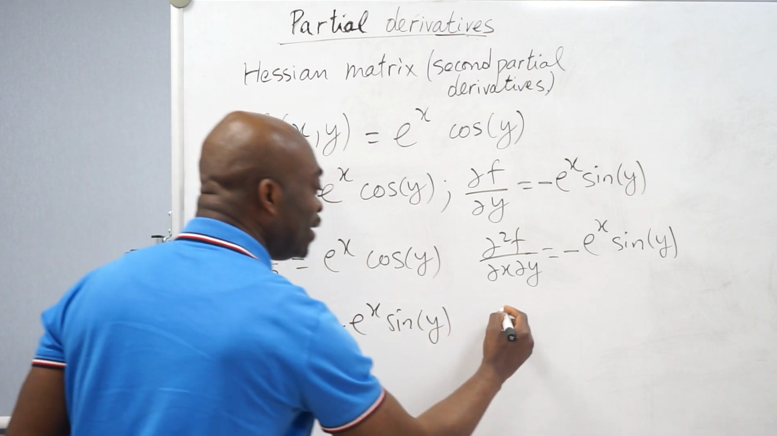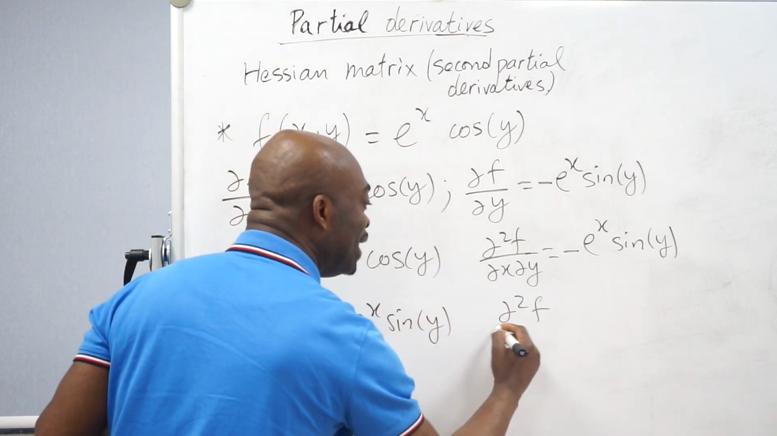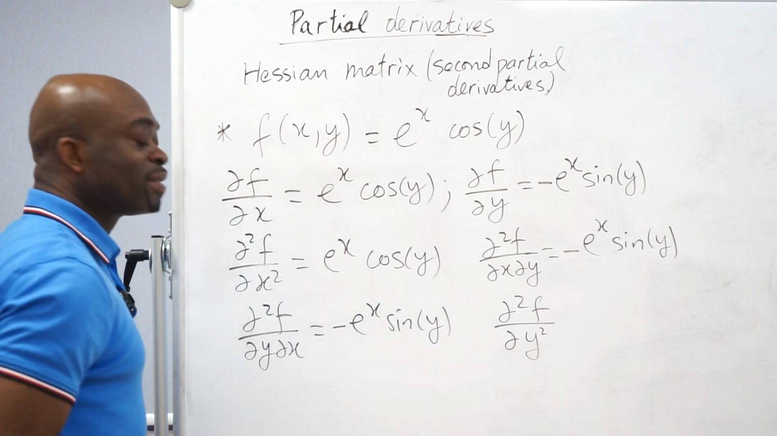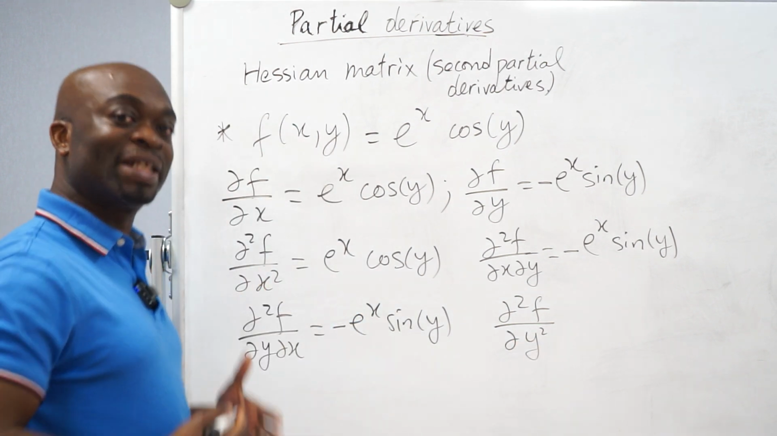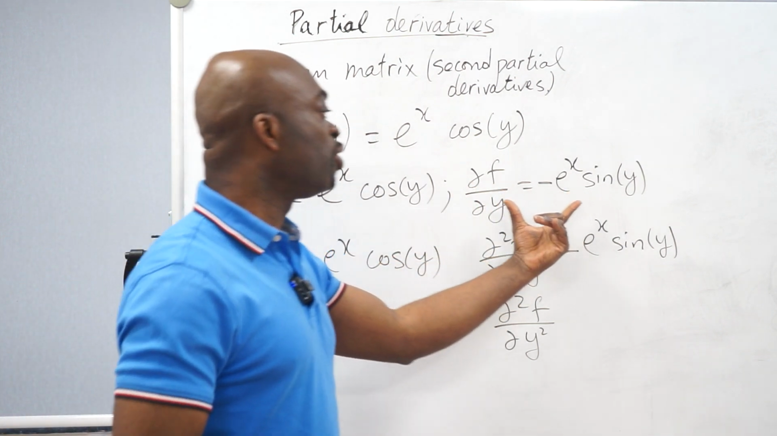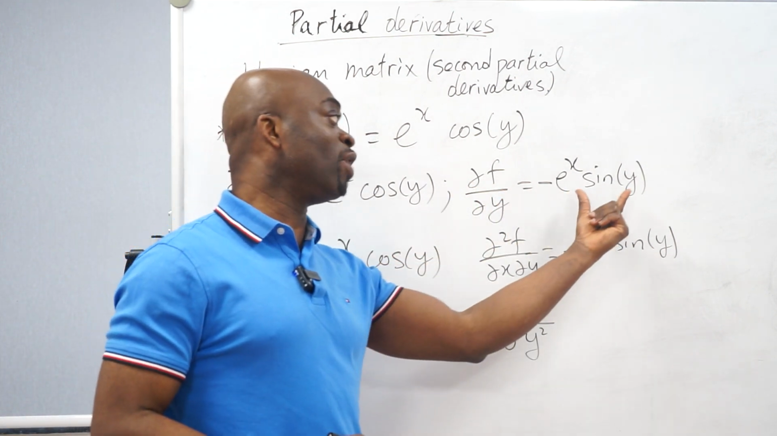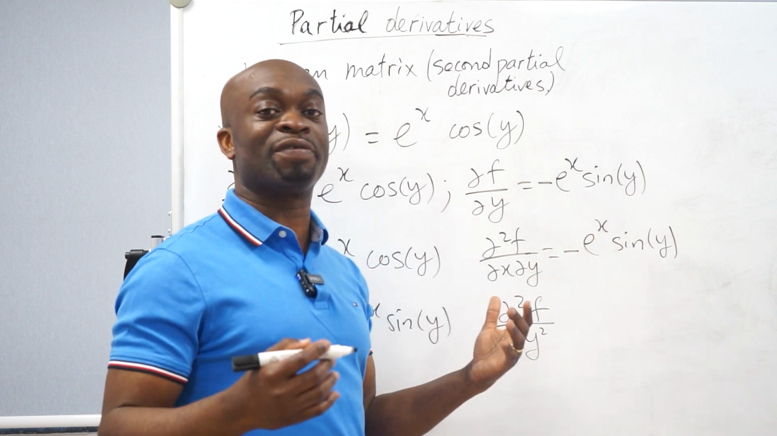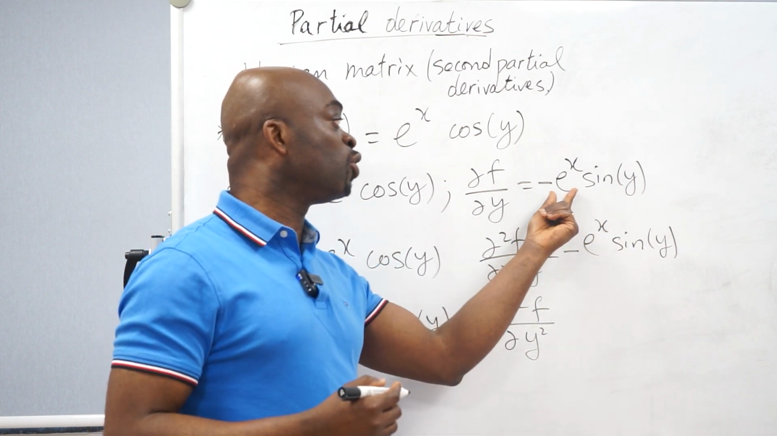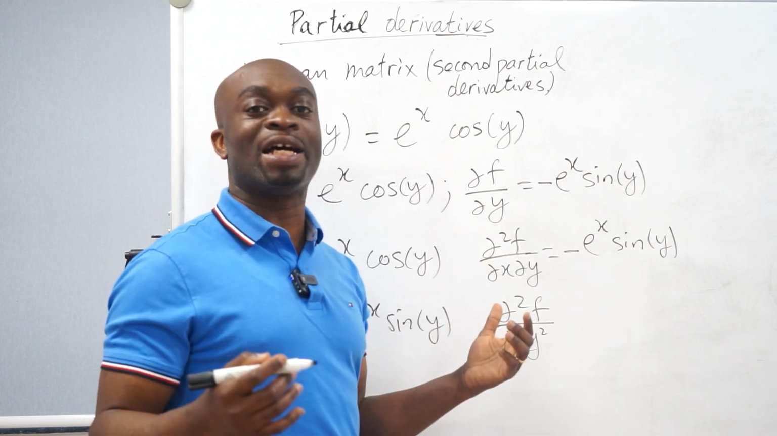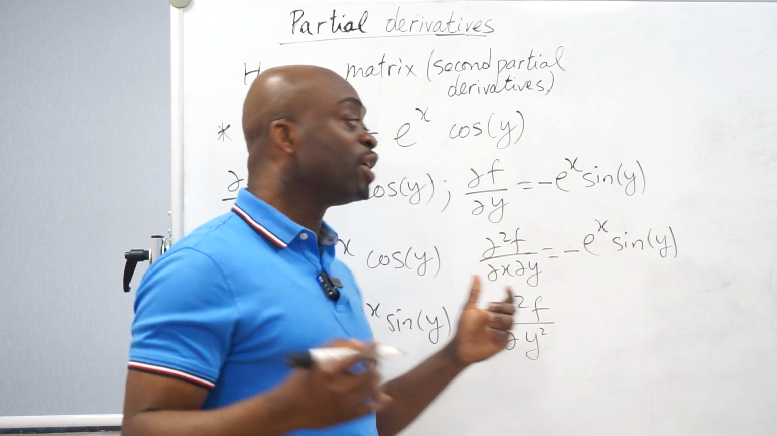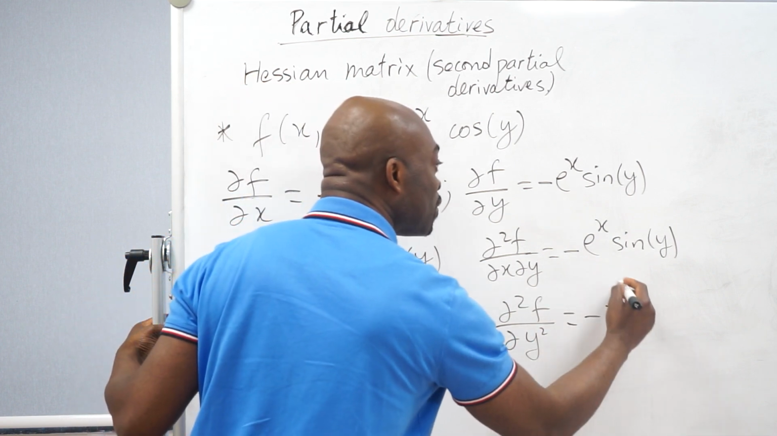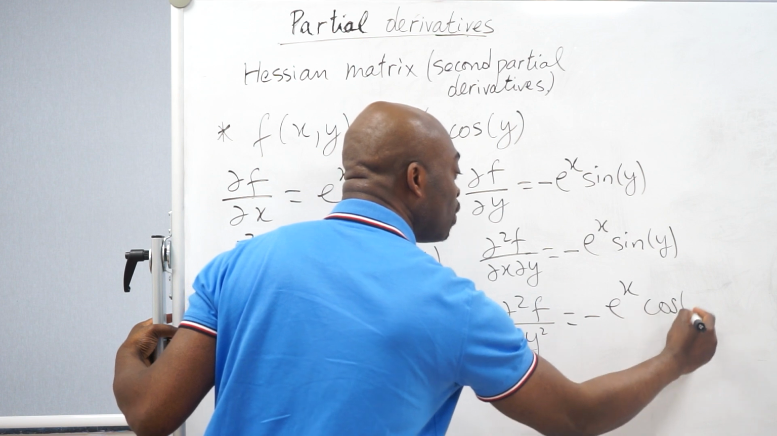Okay? And then, last but not least, we have it with regard to y second, because we're going to do it again for y, but the second time. So we're still here, but now the second time for y. That means we're going to target sine y. And sine y, what's the derivative of sine y? It's cosine y. What are we going to do with exponential x? We're going to keep it as what it is, and the negative sign as well. So this is going to give us negative exponential x cosine y.